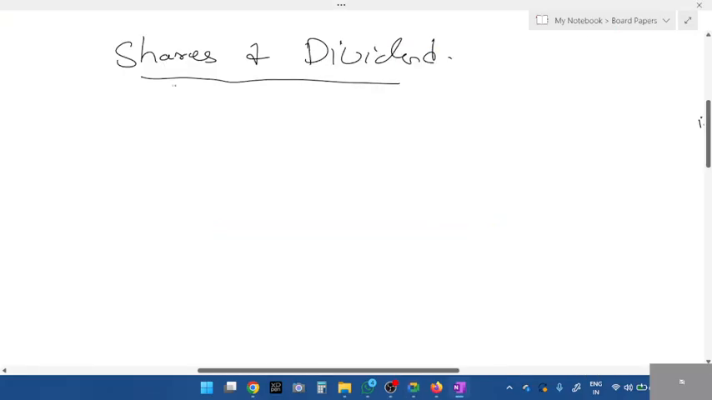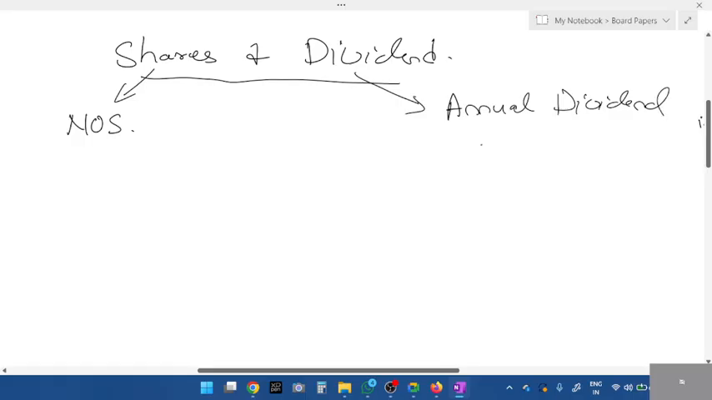Okay. Shares and dividend, students. Tell me the formula for shares and dividend. Always we start with, see, according to this name, whenever you study shares and dividend, share is nothing but number of shares. So as soon as you see the word share, think number of shares. Then what are the other things? Dividend. What do you mean by dividend? Annual dividend or annual income, right? Yes, dividend is also known as income, students. Annual dividend, annual income.